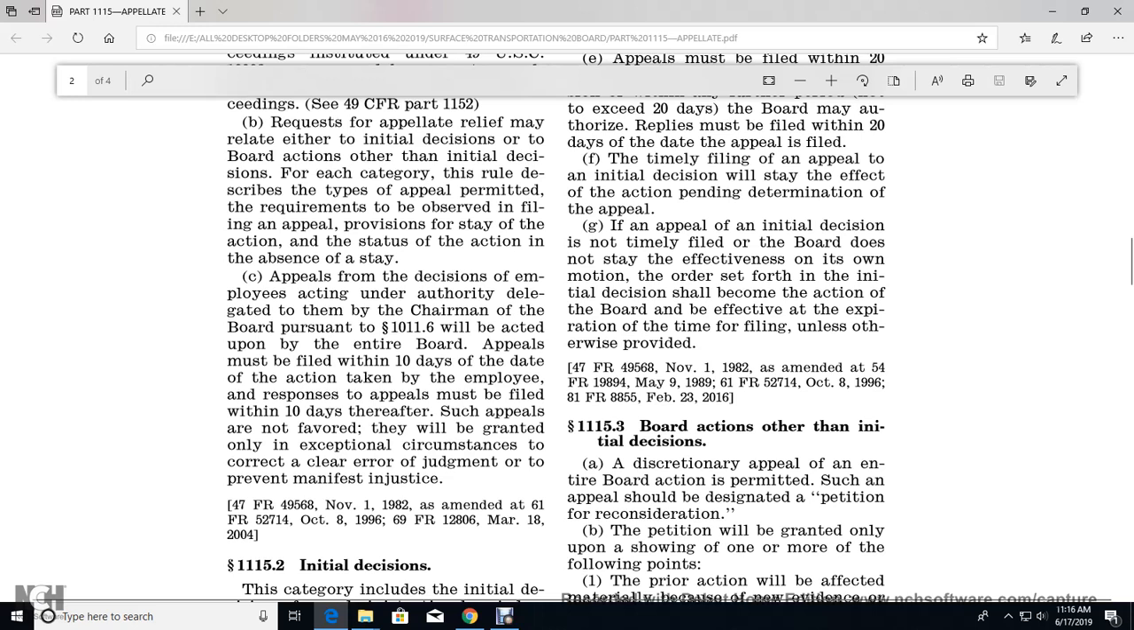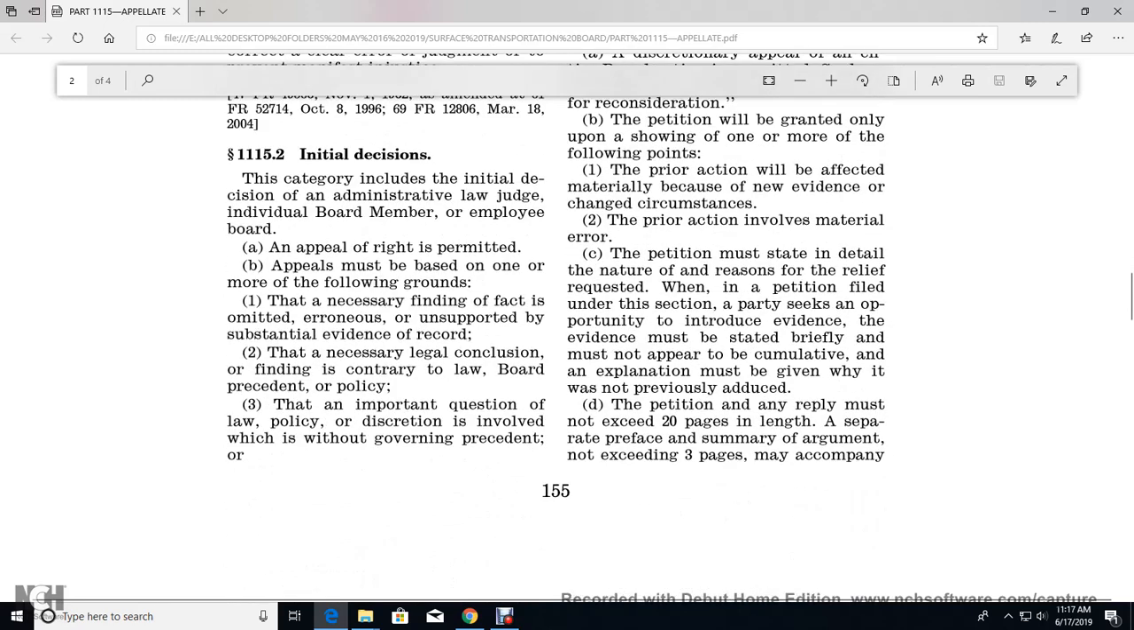Such appeals are not favored. They will be granted only in exceptional circumstances, to correct a clear error of judgment, or to prevent manifest injustice.